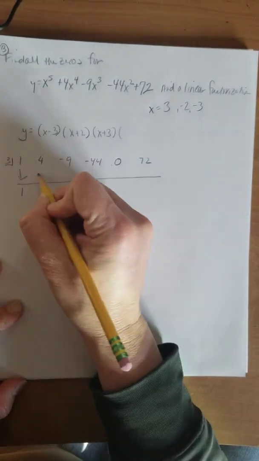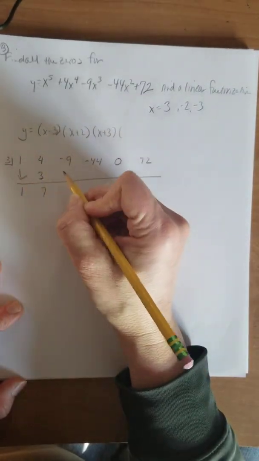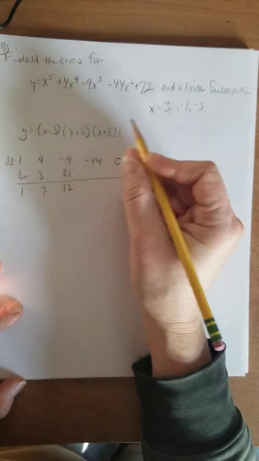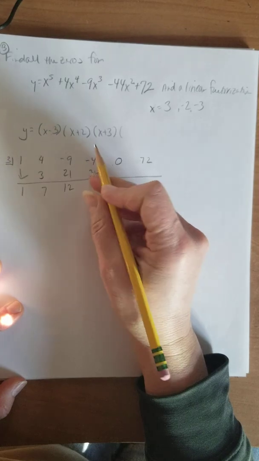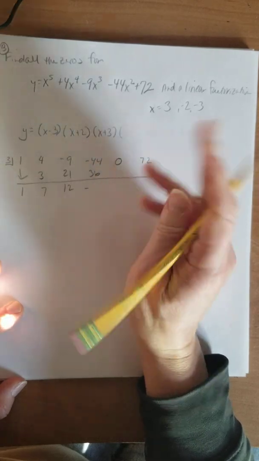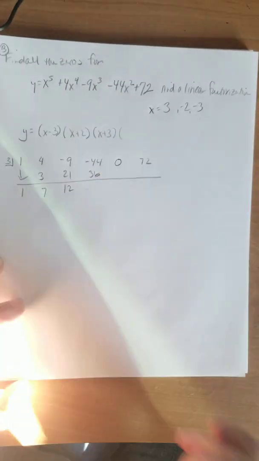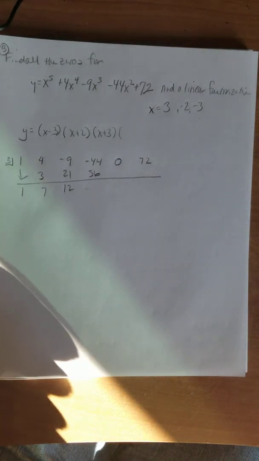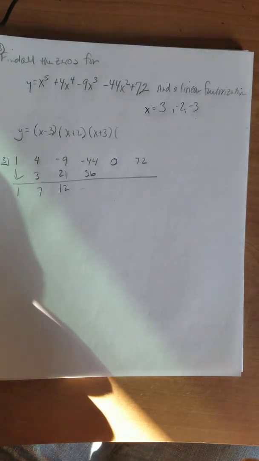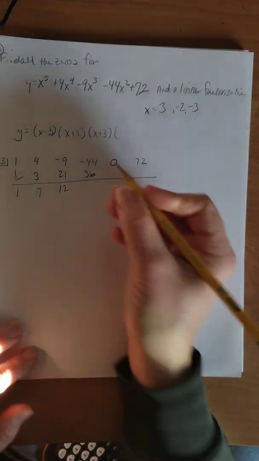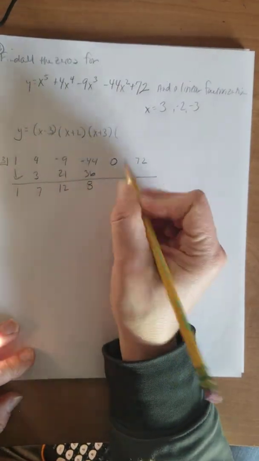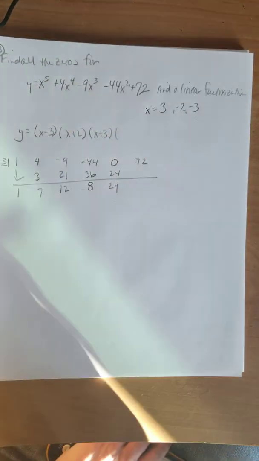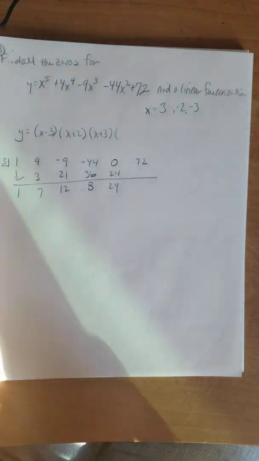1. 3 times 1 is 3. Add down 7. 7 times 3 is 21. Add down, that's like 12. 3 times 12 is 36. Add down, what's that, negative? It's not -12. Oh, my brain. 36 minus 44. Is it? No, it's 8. Oh, 8. 3 times 8 is 24. Add down, that's 24. 3 times 24, I'm hoping, is 72.